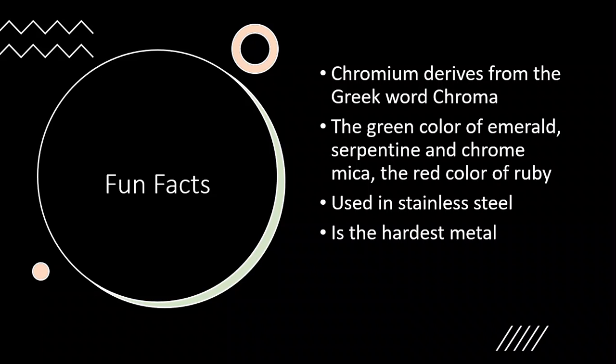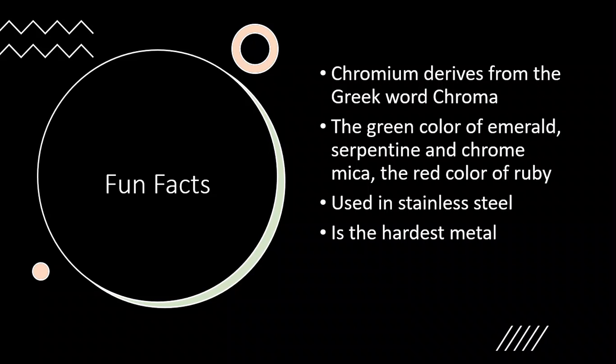This slide is about some fun facts on chromium. Chromium actually derives from the Greek word chroma. Chroma means color. The green color of emeralds and the red color in ruby is caused by the chromium in them.